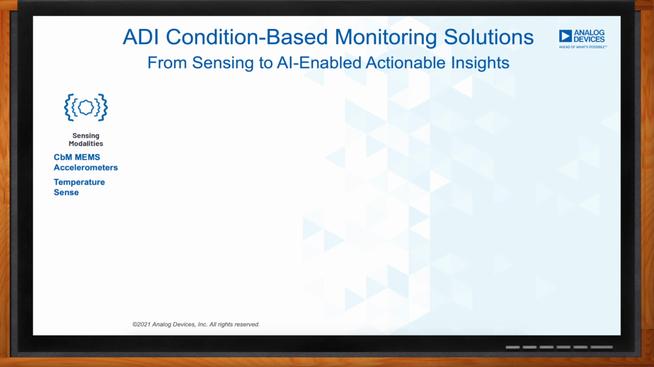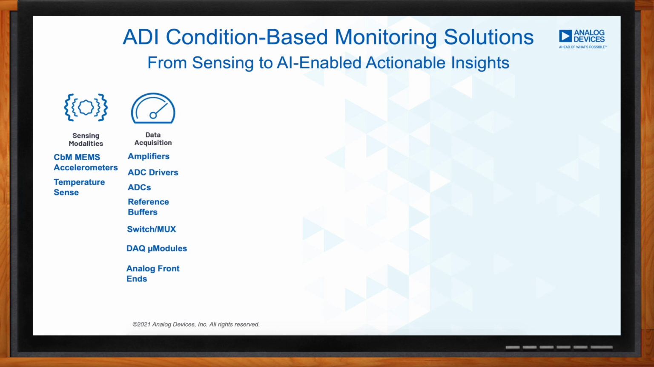And then for any analog output sensing modality, we need to bring that information into the digital domain. So we need high quality or high fidelity data acquisition solutions based around precision converters, amplifiers, and references. And once we have this asset health information in the digital domain, we're deploying edge processing to create asset health data that we then need to communicate across the plant or a manufacturing capability.